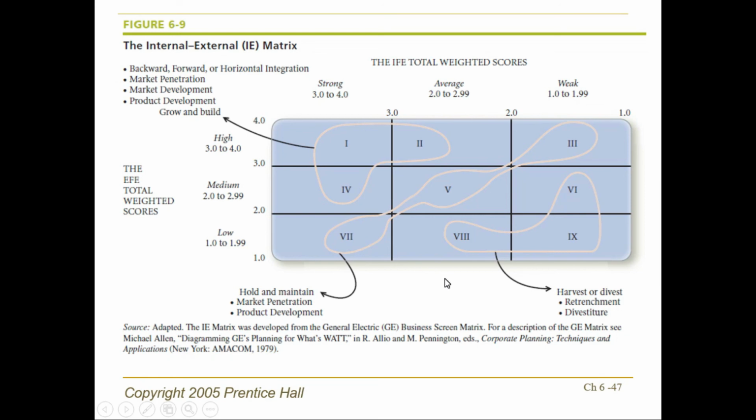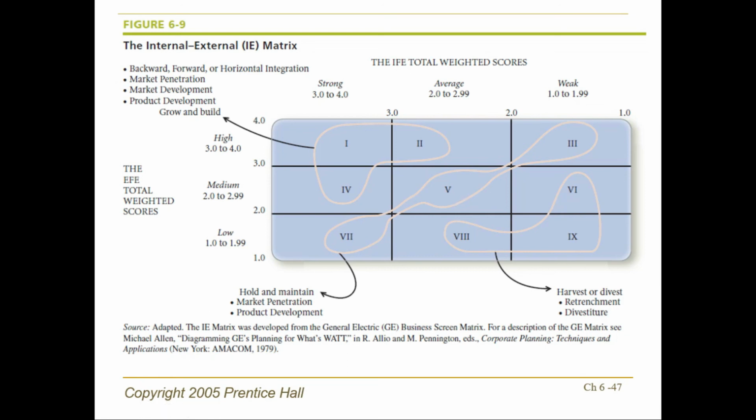So in our case, if you remember, our firm has 2.5 as the internal IFE score and 2.58 as the external EFE score. So 2.5 and 2.58 lie, I think, here in the fifth box. 2.5 lies right in the middle of this IFE axis, and 2.58 also lies in the middle. So both middle positions locate that particular firm in box number 5.